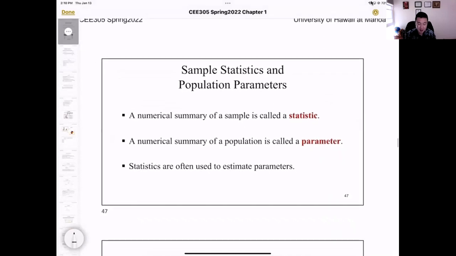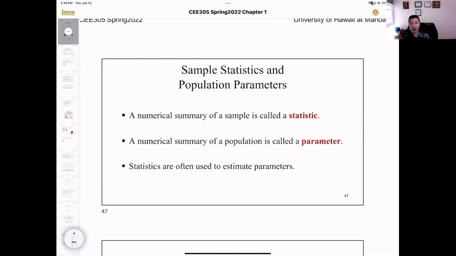Okay. All right. So sample statistics and the population parameters. A numerical summary of a sample is called a statistic. For example, in the previous example, we have a whole population of 1,000 rods, and we want to know the average diameter, and we get a sample of 50 rods and measure the diameter of these 50 rods. So the sample average is called a statistic.